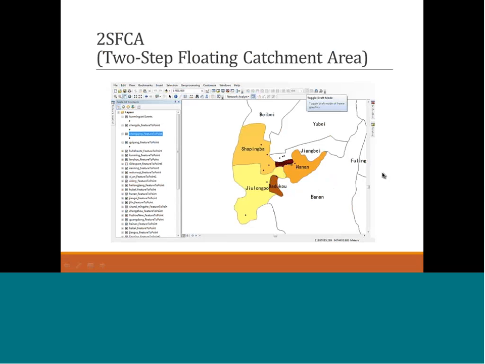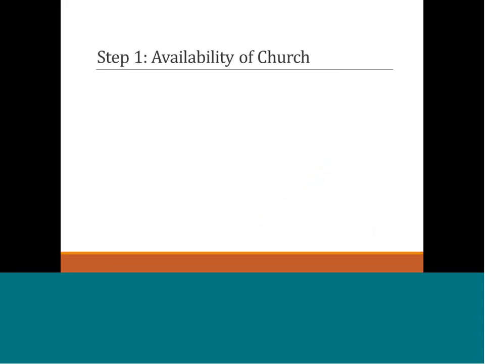Because this one is much more complicated, we don't have enough time to show it on the software, so I just made a PowerPoint slide to make it simpler. And because it's two-step, it's really two-step. So we begin with step 1, and we need to find out the availability of the church.